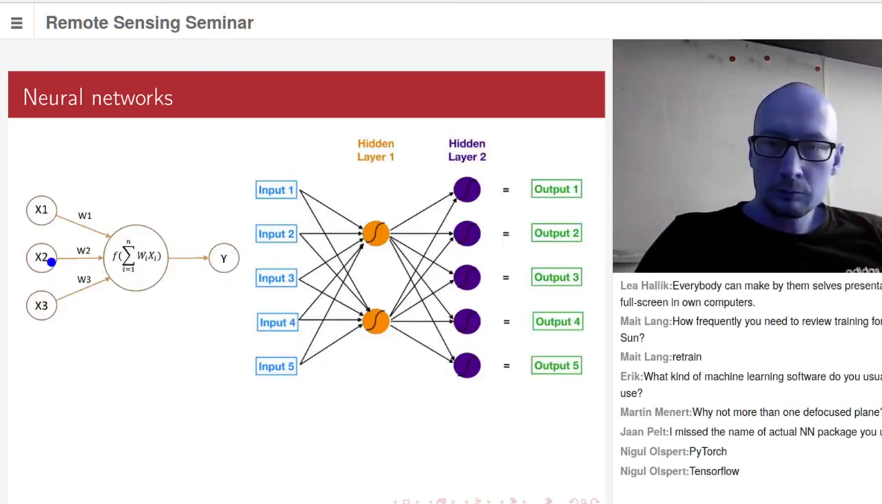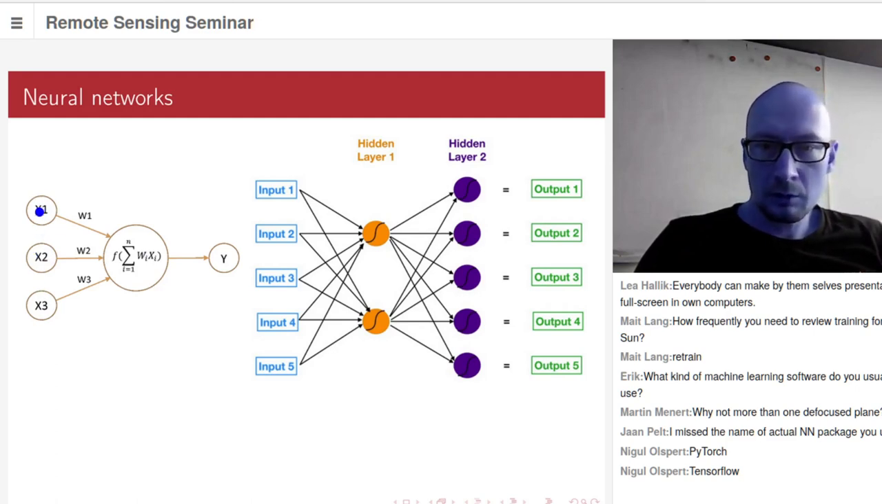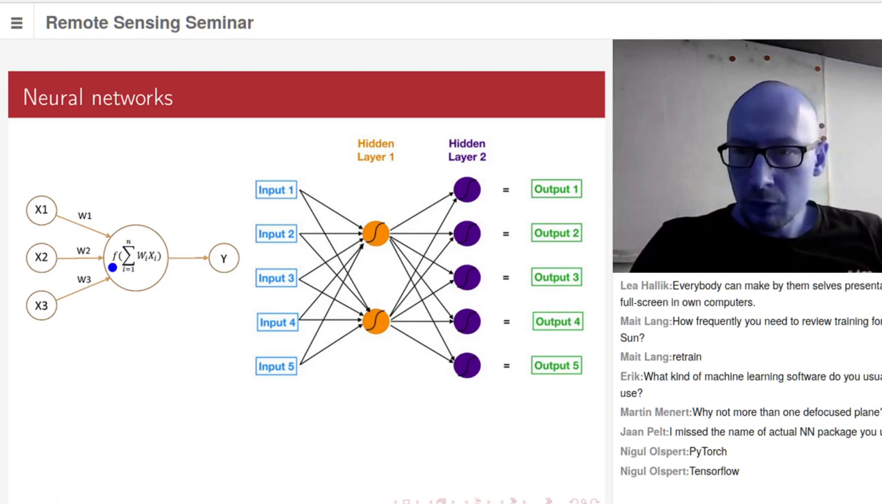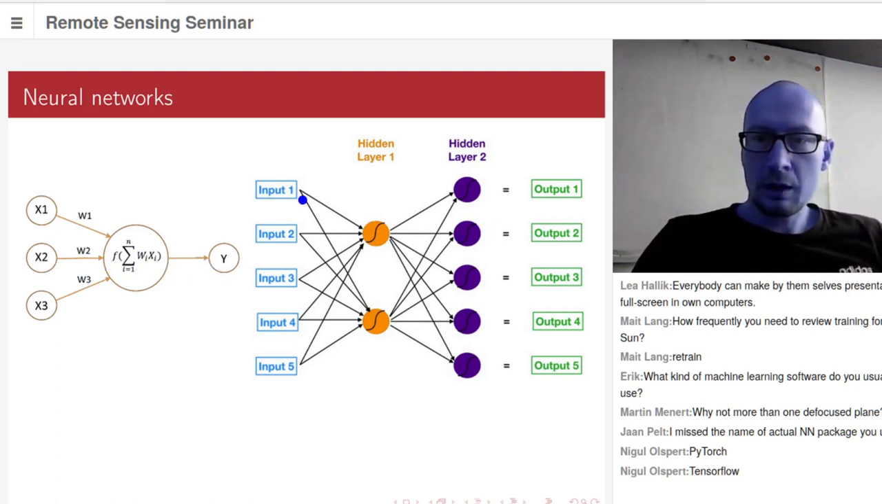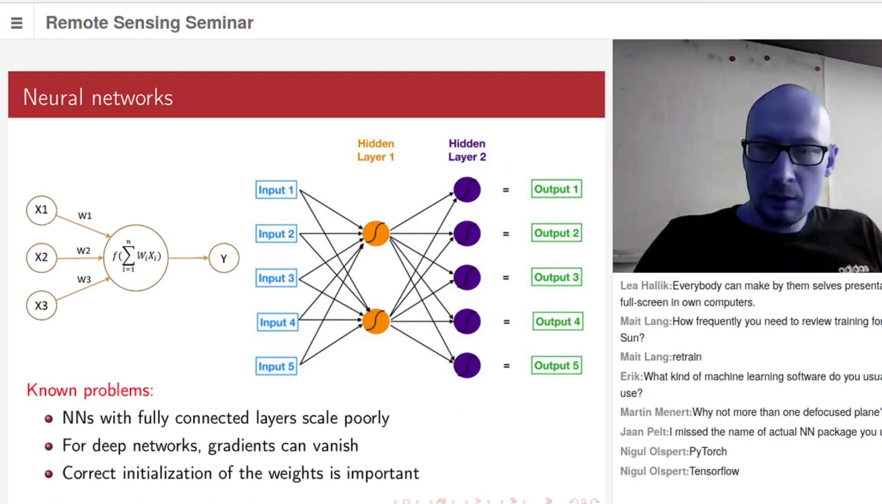Here is another schematic representation of the neural network. This is now the single layer. The x1, 2, 3 are the input variables. The whole thing itself is the input vector. Then it's multiplied with these weights, which is the matrix multiplication, basically, and passed through this nonlinear function to get the output. And here it shows multiple layers, and you see that the number of neurons in each layer can be different, and also the nonlinear function used can be different.